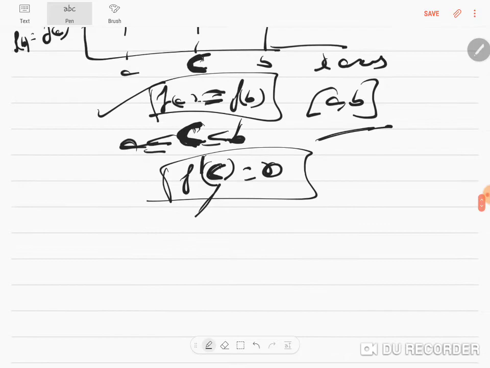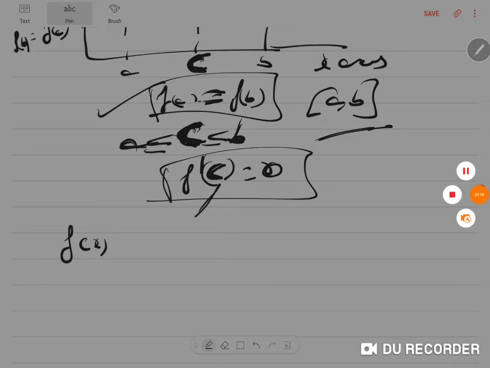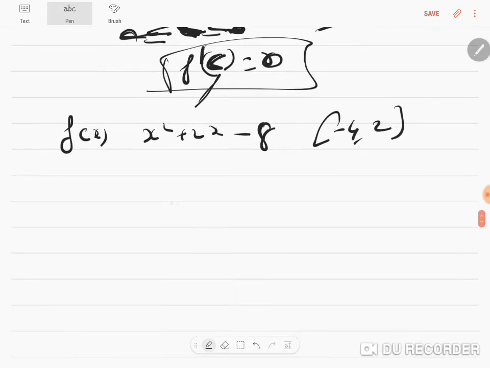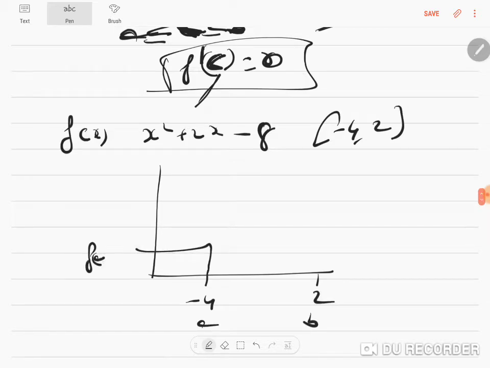Okay, so let me do a sum for you. F of x is equal to, first sum is, x square plus 2x minus 8. You have to verify from minus 4 to 2. This is only a rough graph that I am doing, so you don't have to worry about where minus 4 is. Minus 4 and 2, we are calling them A and B. So f of A should be equal to f of B. Is it true? Are f of minus 4 and f of 2 the same? Substitute in the question and see.